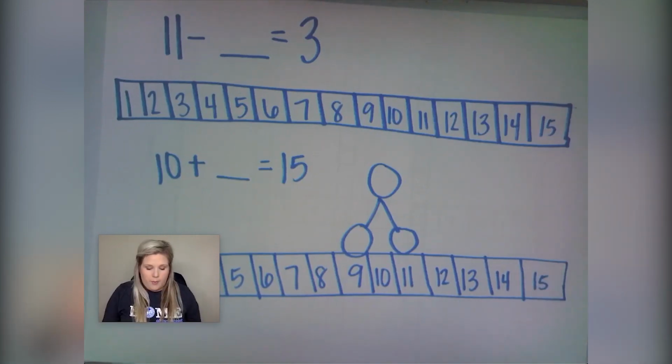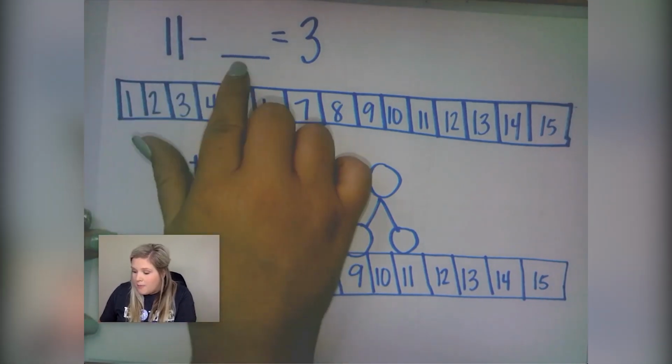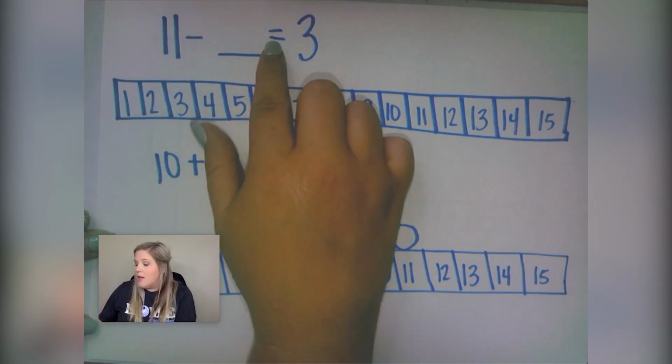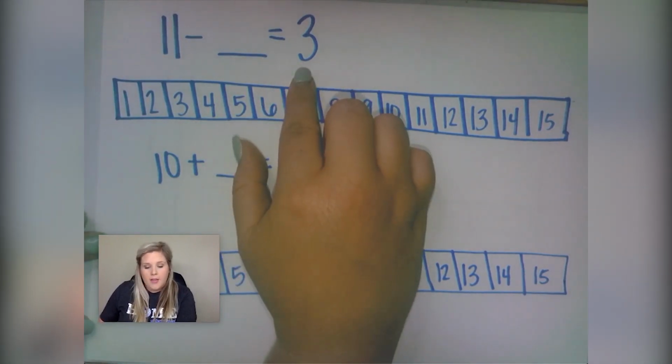For our first set of problems, we are going to practice finding a missing number for the sum or a difference up to 20. This will help us prepare for working with equations with unknowns in any position. Let's take a look at our first problem. The problem states 11 minus some number equals 3. Let's use our number path to find that missing number.